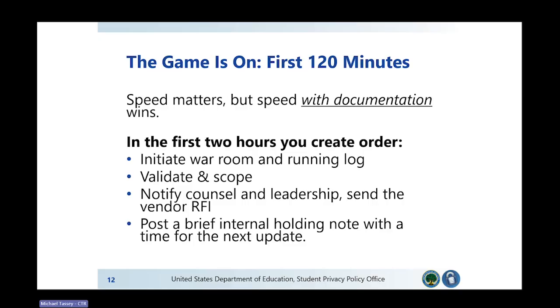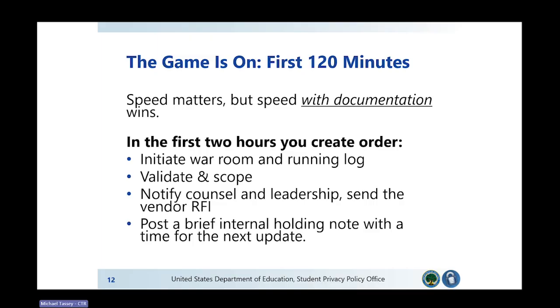So in the first 10 minutes, you want to open a chat or a bridge, and you want to start that transcription. You want to get all of your incident response folks together, and you want to start documentation and start sending out those queries, validating that an incident actually did occur, and try to get an initial scope for what that incident involves.